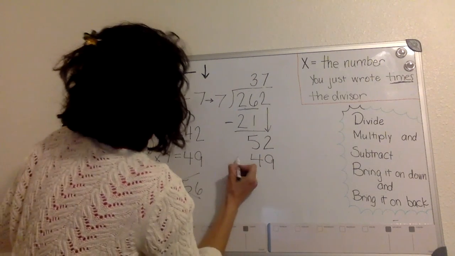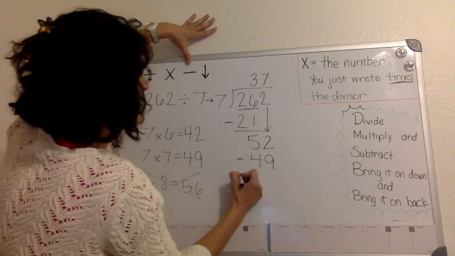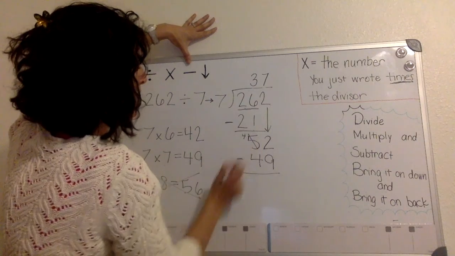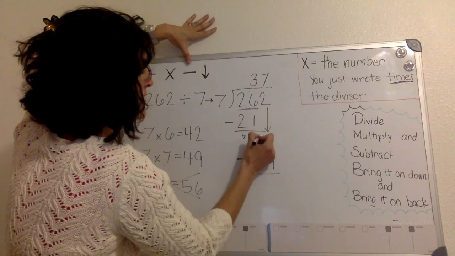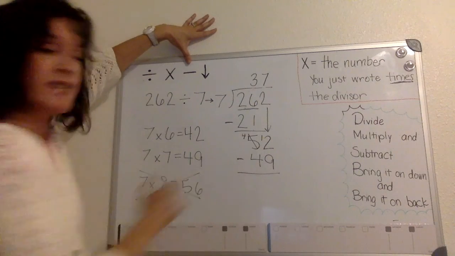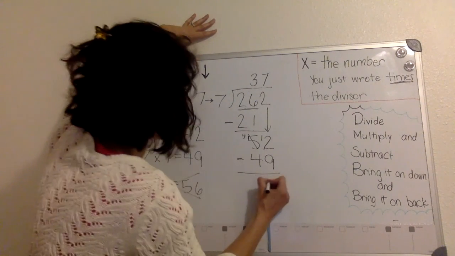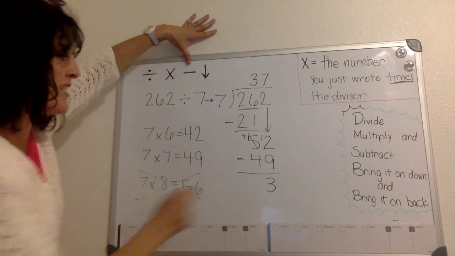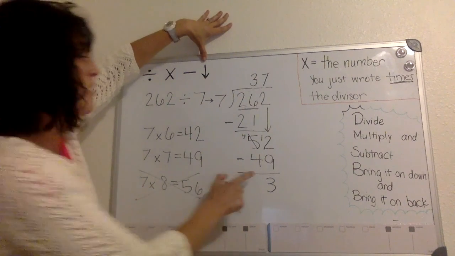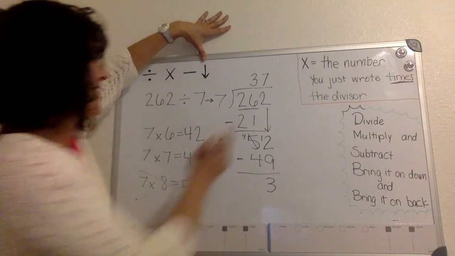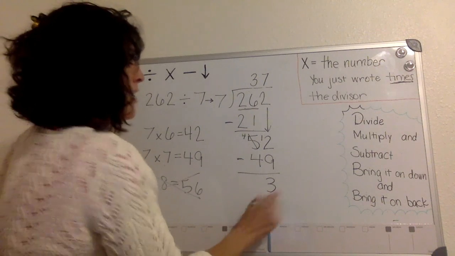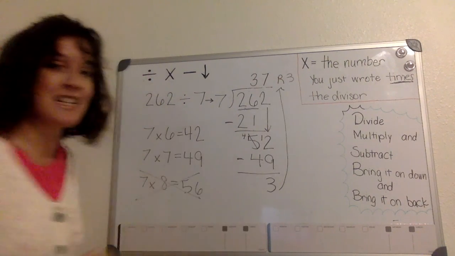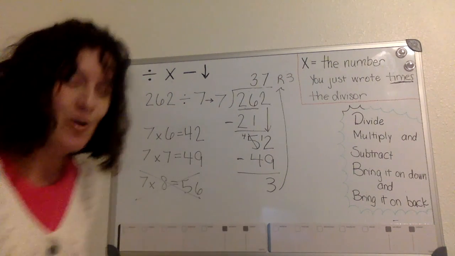Okay. Now, it's time to subtract. I can't do 2 minus 9. I need to borrow. My 5 becomes a 4. My 2 becomes now a 12 because I borrowed. 12 minus 9 is 3. Very good. 4 minus 4 is 0. All right. Let's see if I have anything else to bring down. Nothing else. I am done with this problem, but I do need to bring this 3 up here because that is my remainder. All right, let's go on and do another one.